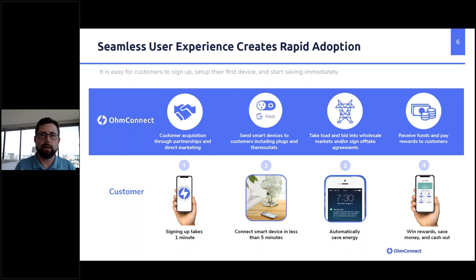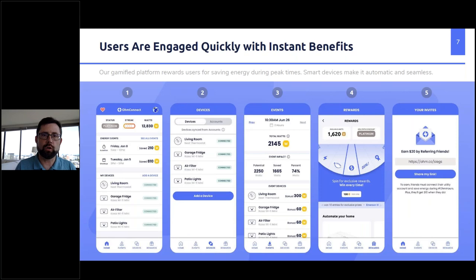If you go to the next slide, this is what it looks like inside the app when you're a customer. It's very simple. We use tools like you can see here on the far left side, status like platinum. There's a frequent flyer mile component. We want people to be consistently reducing, and we give you more credits, more points, more payouts if you are consistent. We have you control your devices.